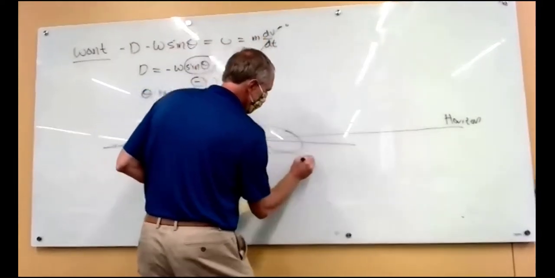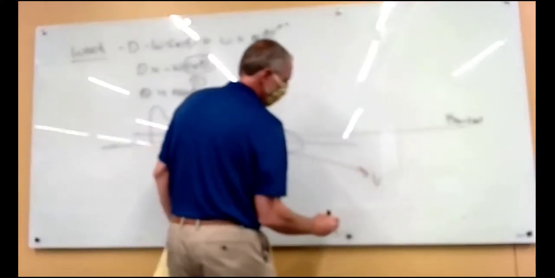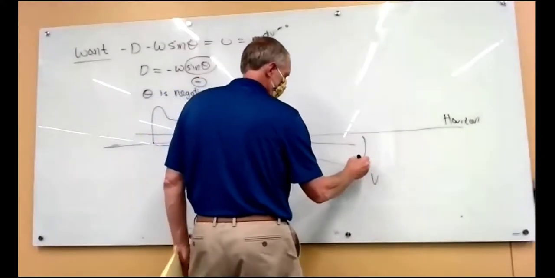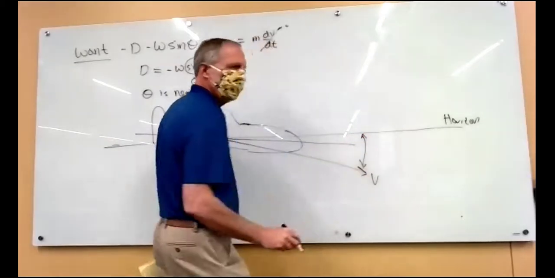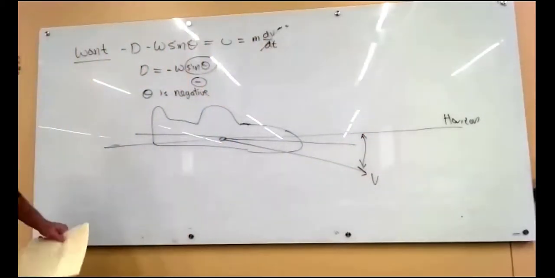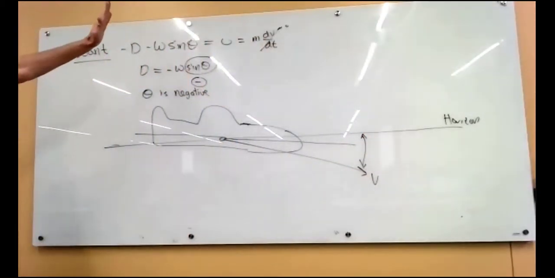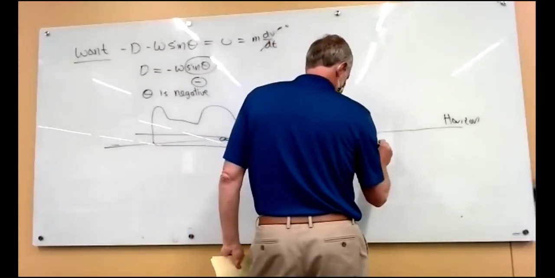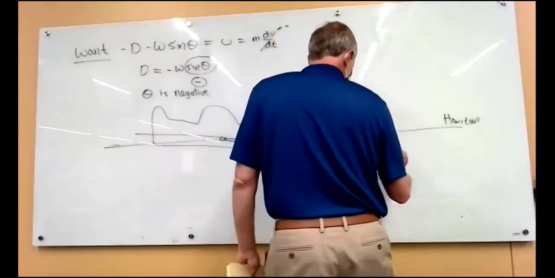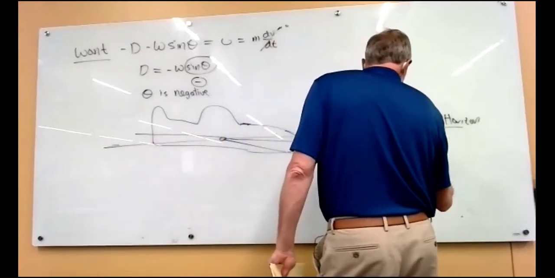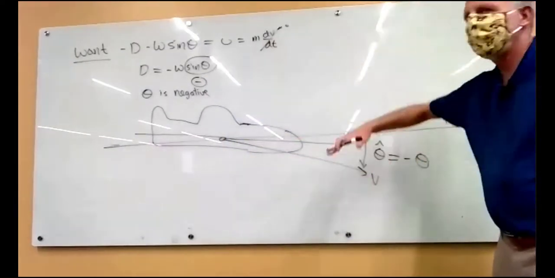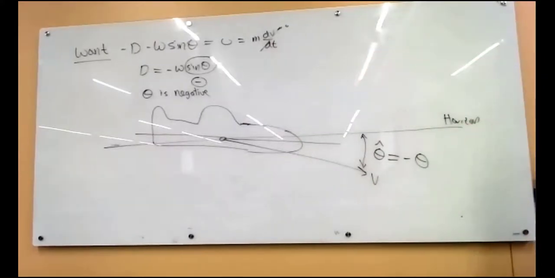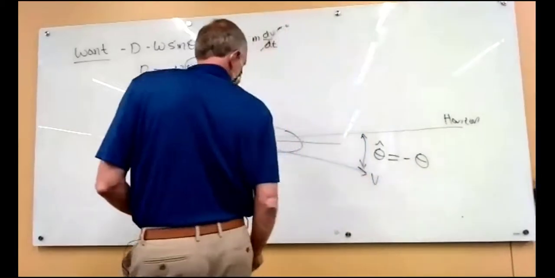And the velocity vector is going down like that. So now this is the pitch angle, but we've defined theta as positive up. So I'm going to call this theta hat. And in fact, that's going to be equal to the negative of the theta that's defined positive up. So now the airplane's pitched down.